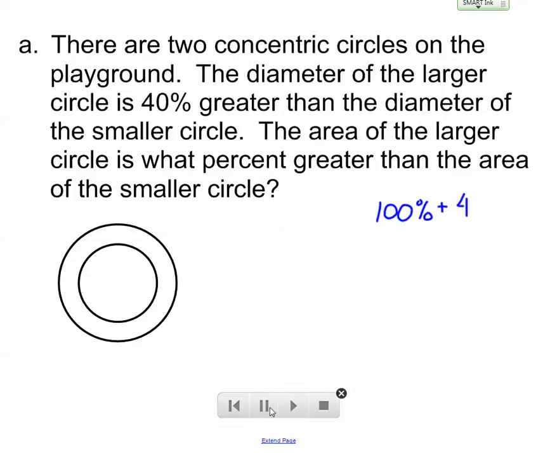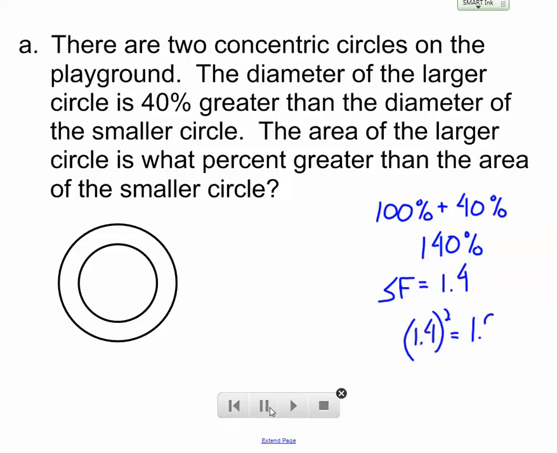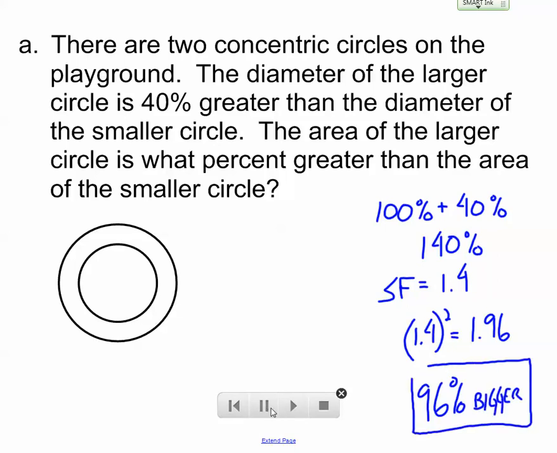So it's 40% larger, so that means it's 140%. So the scale factor is 1.4. Now since area is a dimension squared, if I just do that scale factor squared, I'll get 1.96. And since 1.96 is 0.96 greater than 1, then the bigger circle has actually got an area that's 96% bigger than the smaller circle.